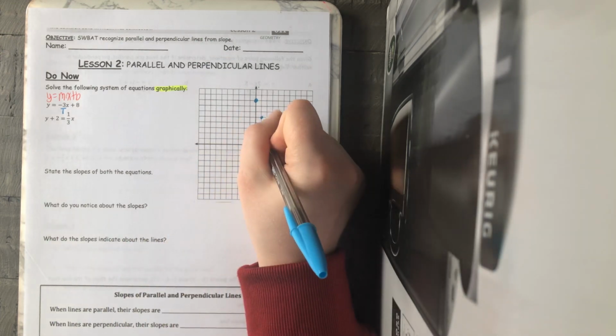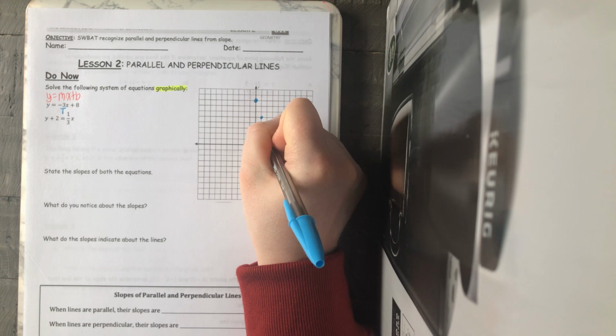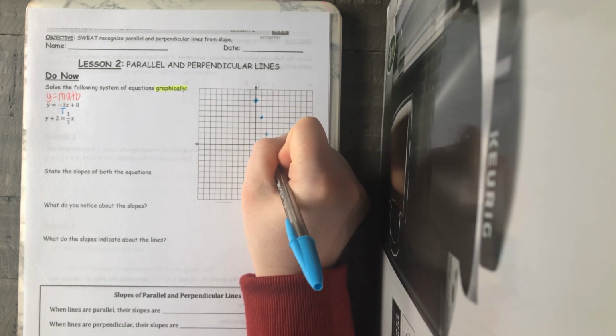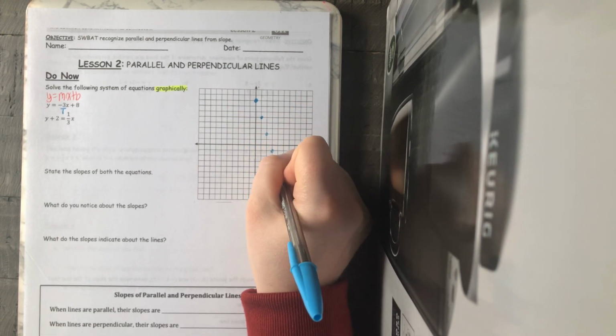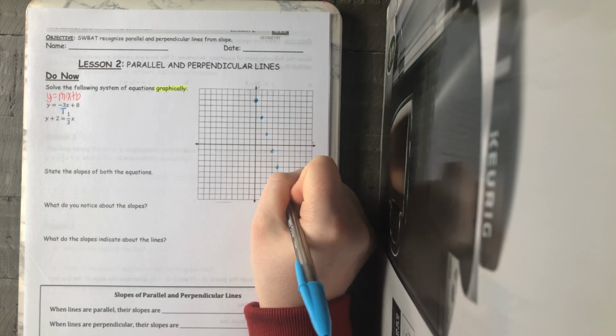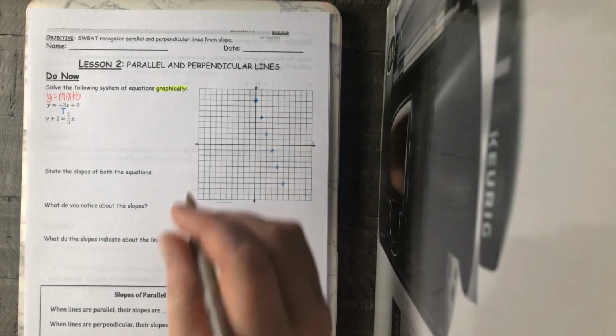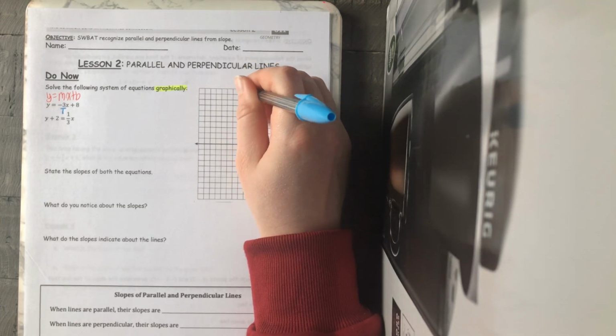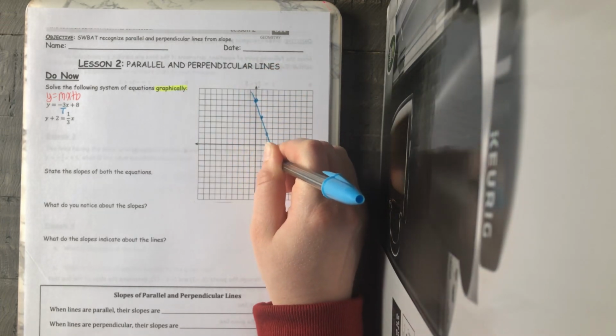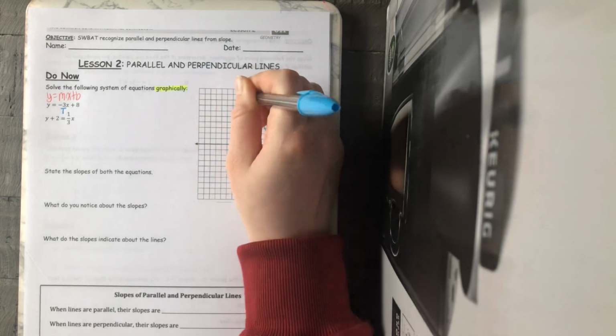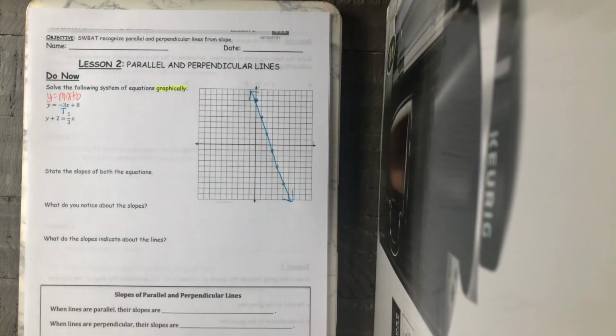And I'm going to do it again. Down 3, right 1. I'm going to do this about 4 or 5 times just so I can get a good idea of where my line is going to be. Then I'm going to go back and connect all of my points as best as I can, including arrows at the end because I know a line goes on forever. And now I'm done with the first equation.